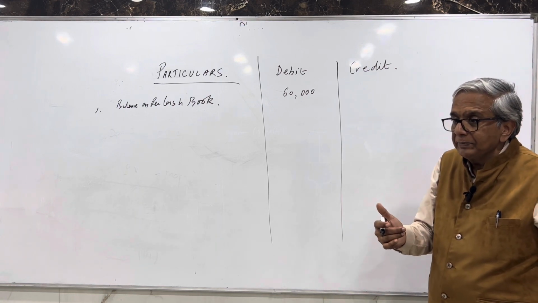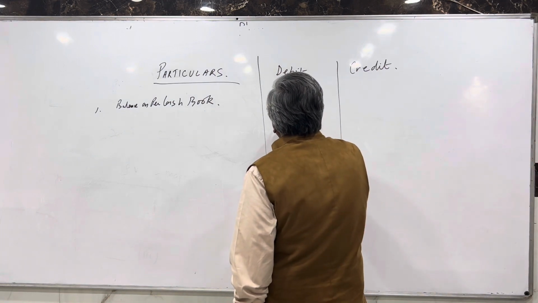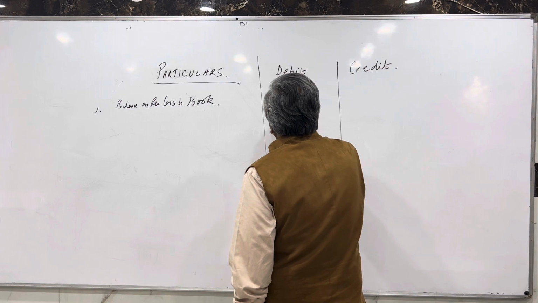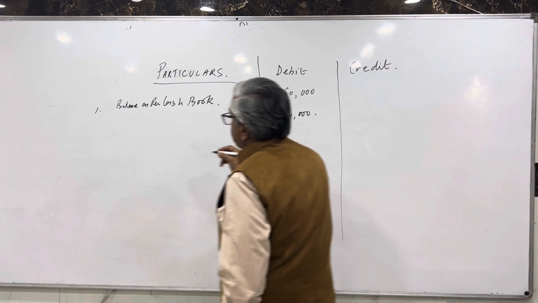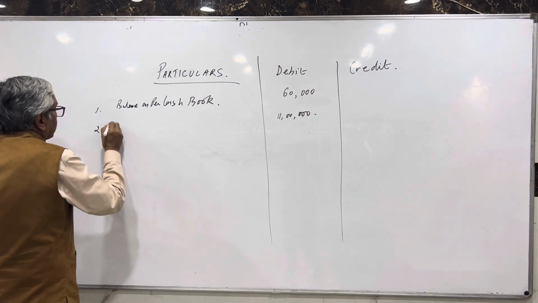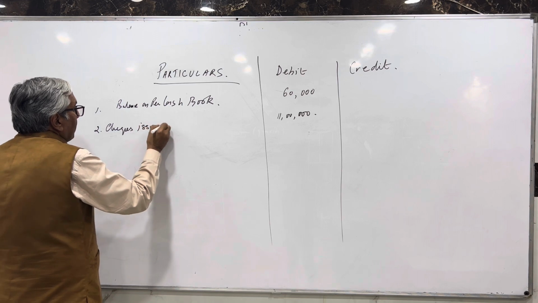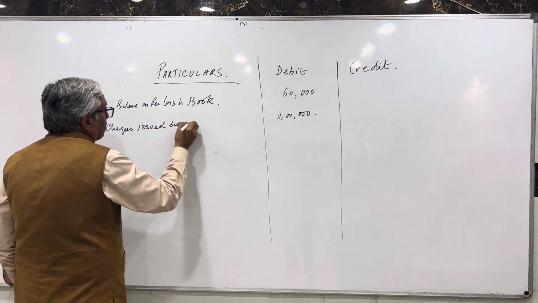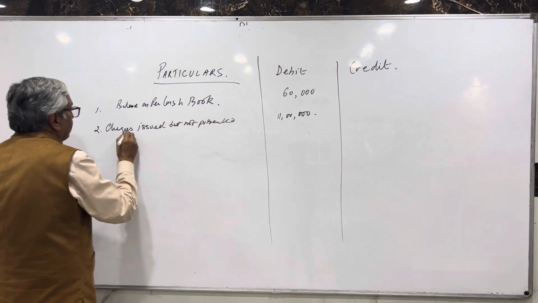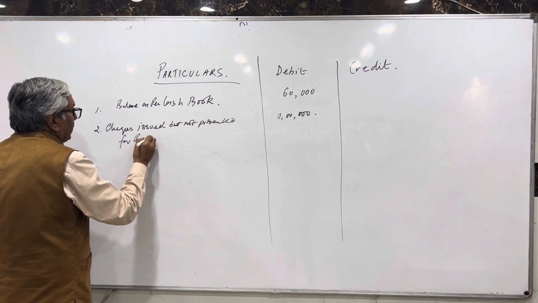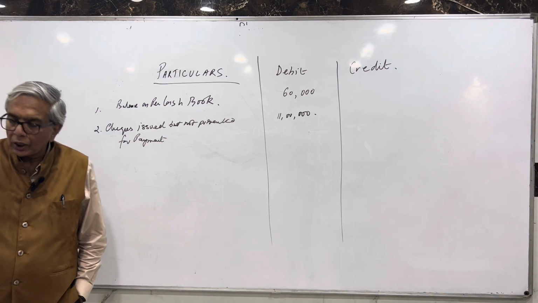कितने से क्रेडिट कर दिया? 11 लाख से. तो हमने बैंक को 11 लाख से क्रेडिट कर दिया है, तो हम अब बैंक को 11 लाख से क्या कर देंगे? डेबिट. चेक्स इशूड बट नॉट प्रेजेंटेड for payment. You're getting my point? Debit what is not debited, credit what is not credited.